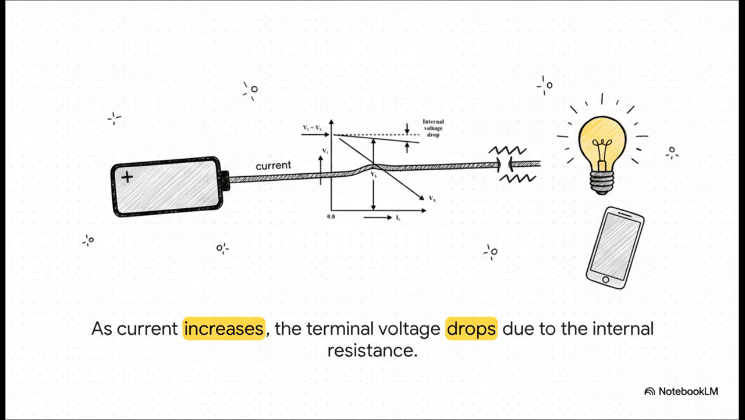That's it. That's internal resistance in action. And you can see it right here on this graph. That downward slope shows that the more current you pull, the more that voltage starts to drop. That's the real world for you.